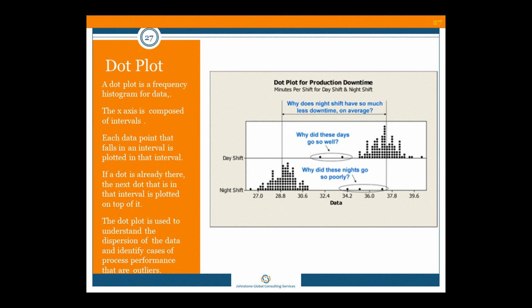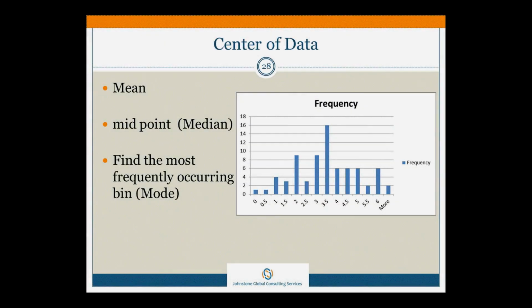You can also see that both the day shift and the night shift have some outliers. For the day shift, they are towards the low end of downtime, and the night shift has some outliers towards the high end of downtime. When I see a comparison like this, it makes me want to get the two shifts together and have a conversation about what is causing the downtime and how they respond to it.